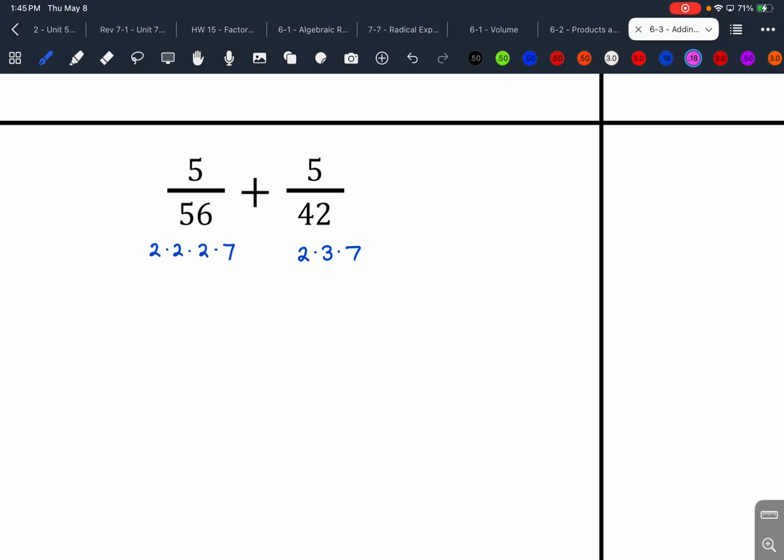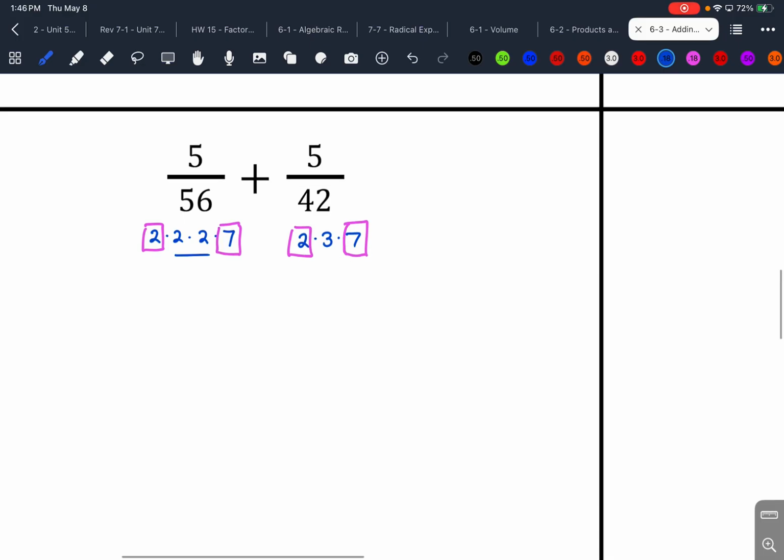So here's the trick. These both have a 2 and a 7 in common, right? They already have that. So what does the right side need that the left side doesn't have? The right side needs 2 times 2. So we multiply this by 4 over 4. The left side needs a 3. So we multiply this by 3 over 3.